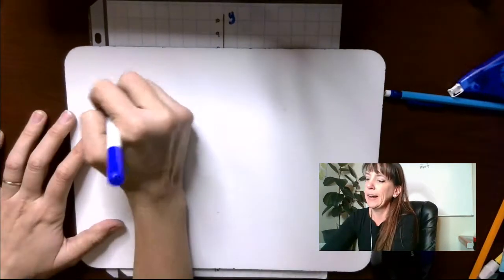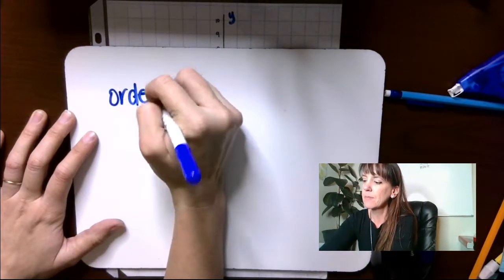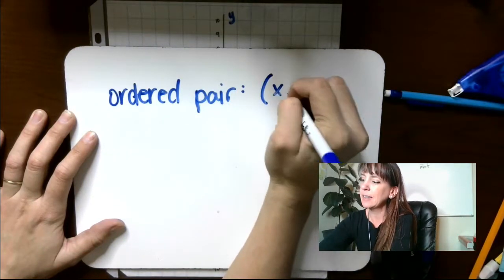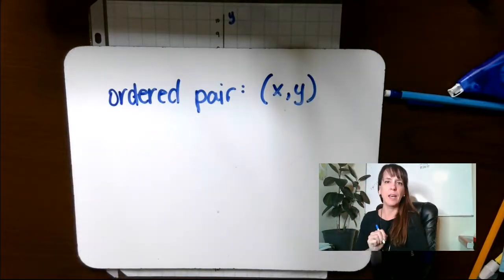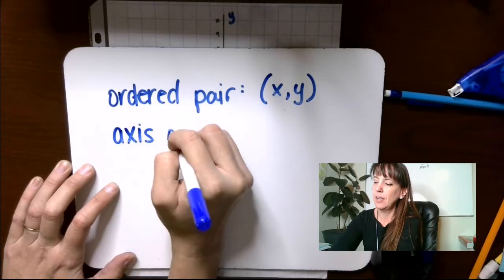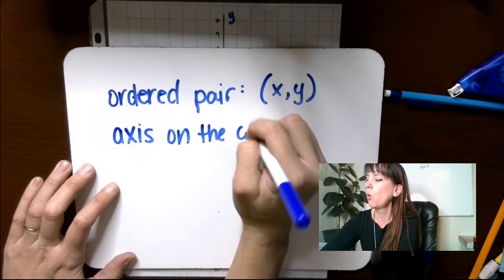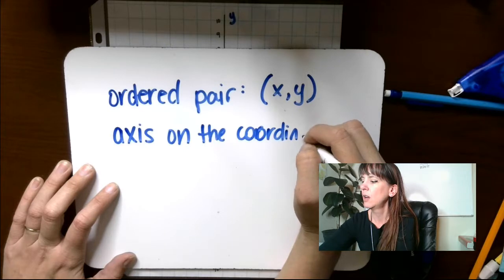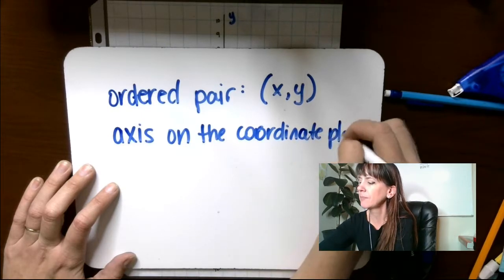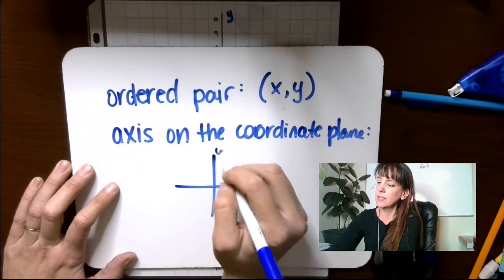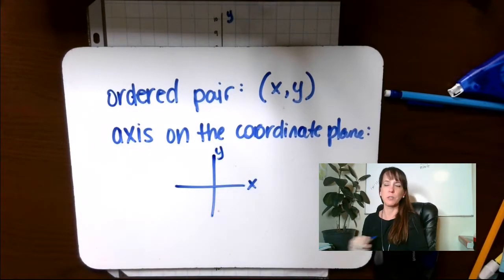An ordered pair is like this, x, y, okay? X, y, axes on the coordinate plane. You're gonna draw it like this. This is x, this is y. Make sure you've got that in your notes, okay?